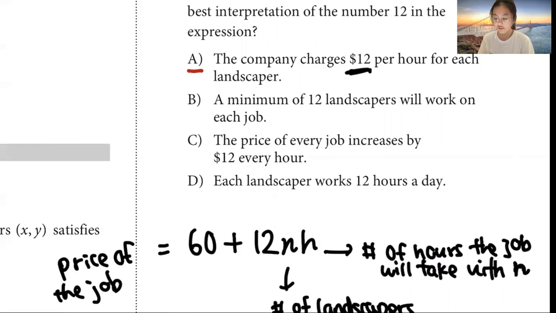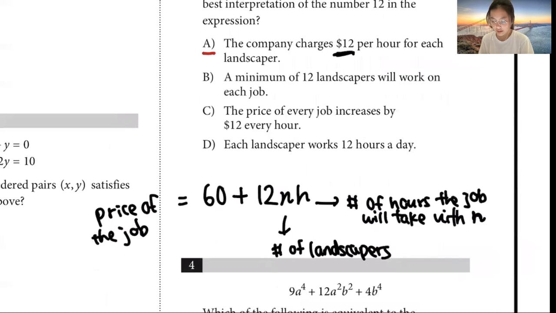B: A minimum of 12 landscapers will work on each job. Well, this sounds okay at first because it says 12. And then it's obviously asking you for the 12, but it mentions nothing about the minimum number of landscapers working for each job. And then we already know that the number of landscapers is N. N is showing the landscapers, not 12. So this is automatically eliminated.